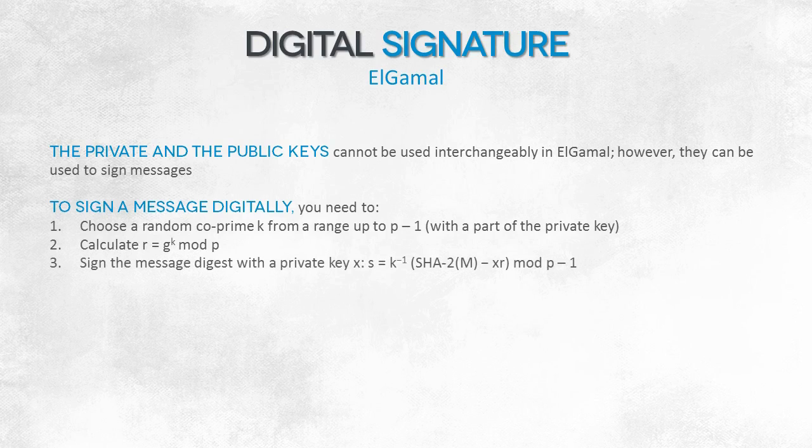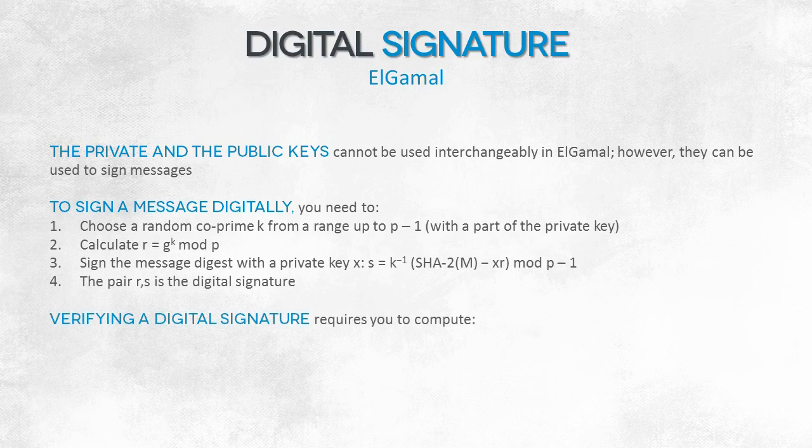Then sign the message hash using your private key. All SHA-2 hash functions follow this scheme. The output is the digital signature, a pair of values r and s. You can of course also verify this signature.